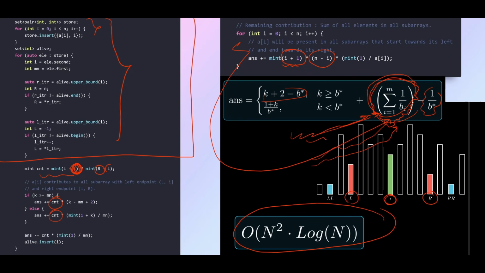And why did the time complexity reduce? Because now we are not starting at an index and then keeping a running minima or something. We are starting at a starting index, but then we are already getting all the information that we need to compute the number of subarrays in which this will be the minima.